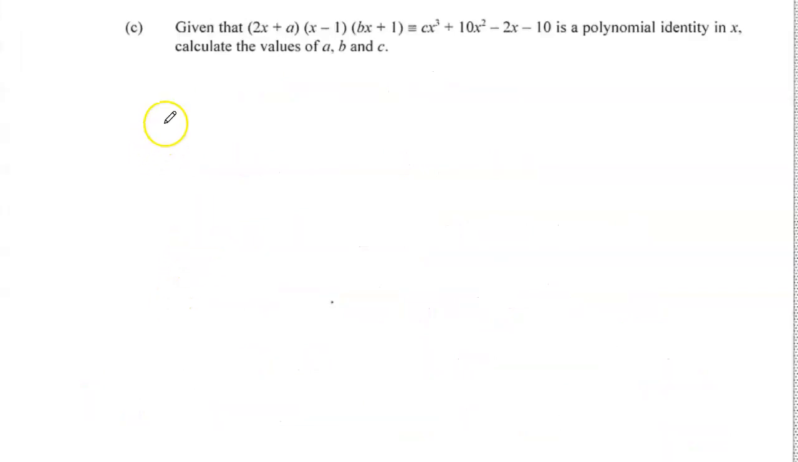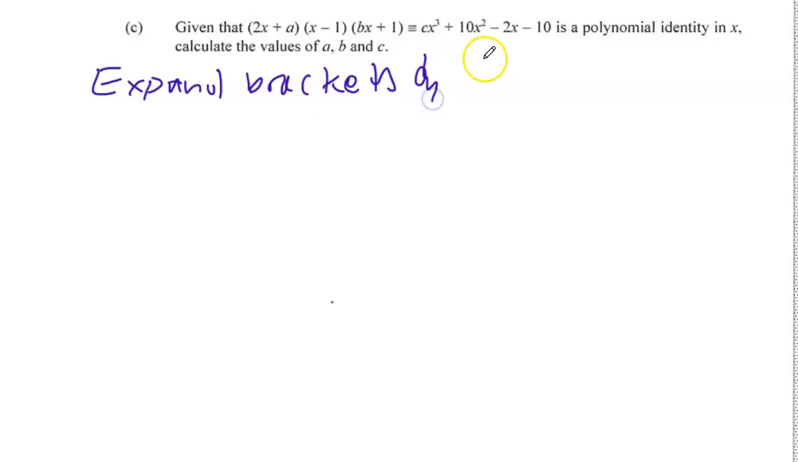So now we're on to part C. Given that the product of these three brackets is always equal to cx cubed plus 10x squared minus 2x minus 10, it is an identity. So let's expand the brackets and equate coefficients.